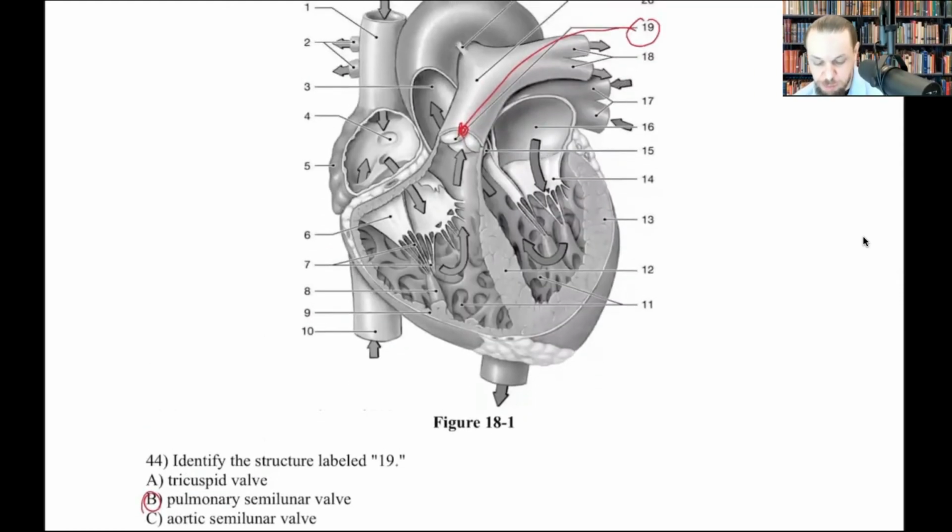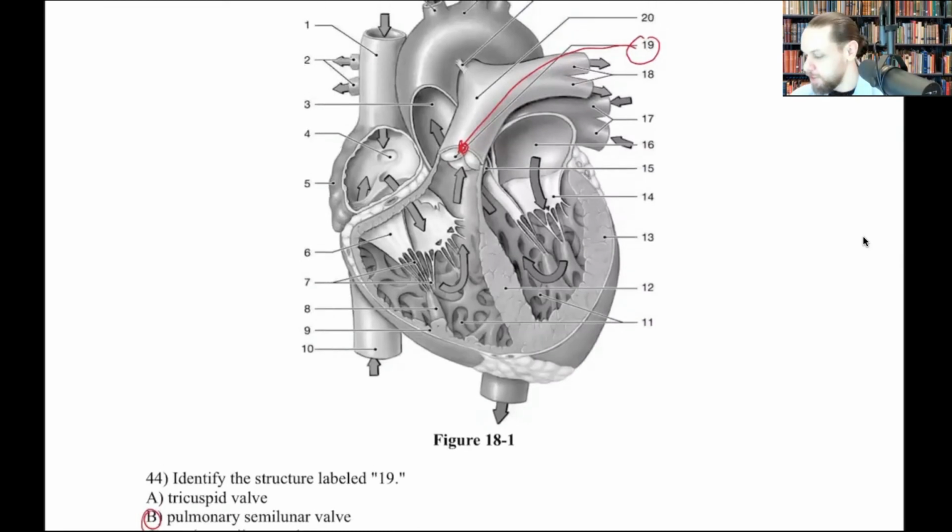Pulmonary semilunar valve. Pulmonary valve would also be the correct answer, right? Pulmonic valve is another choice. But yeah, so this is the right ventricle. This is where the blood is headed, right?